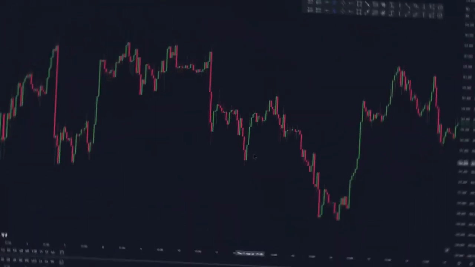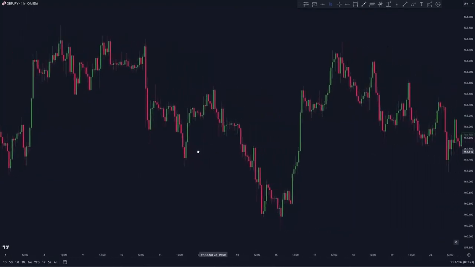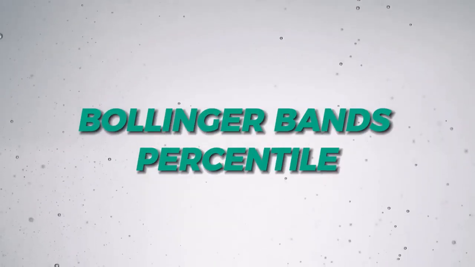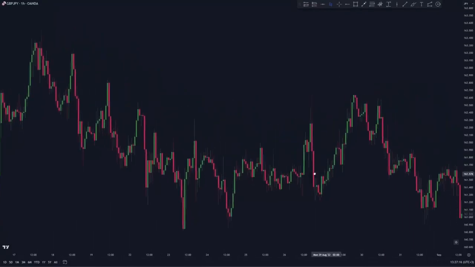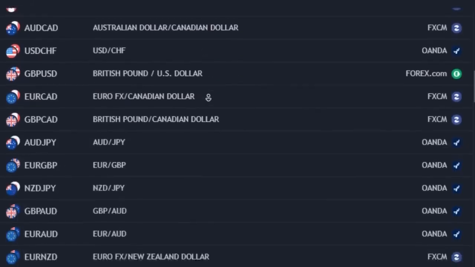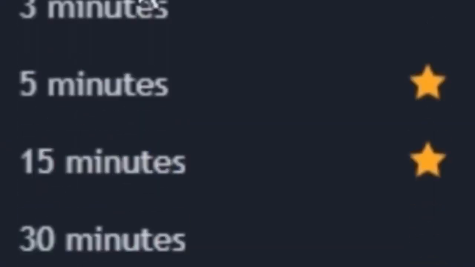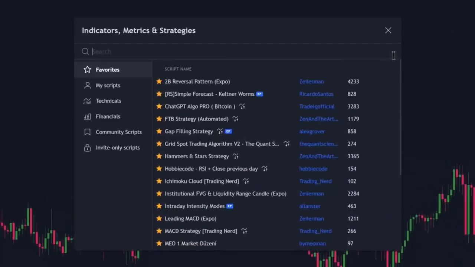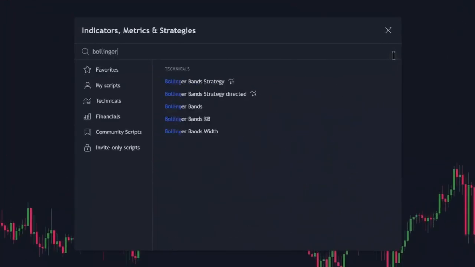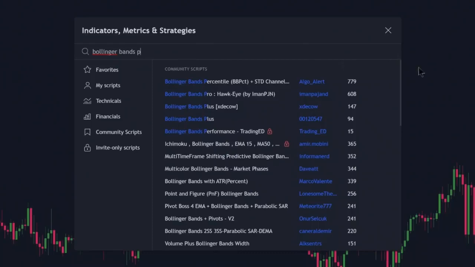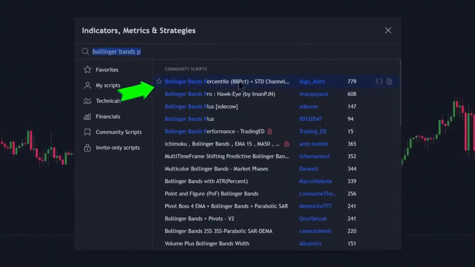Let's get into it. So the indicator that we're talking about is called Bollinger Bands percentile. To add it to your chart, go to TradingView and open any trading security that you like in any time frame. Next, open the indicator search tab and type in Bollinger Bands percentile. Select this one by Algo Alert.